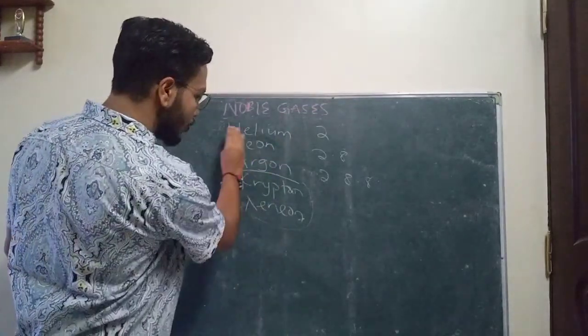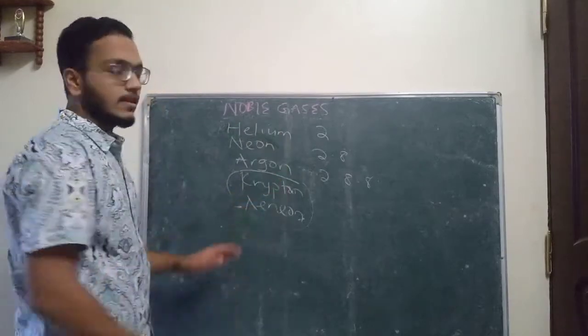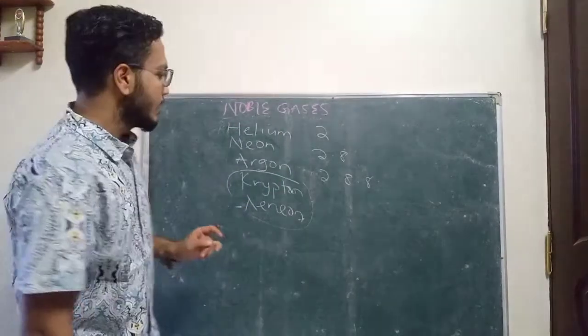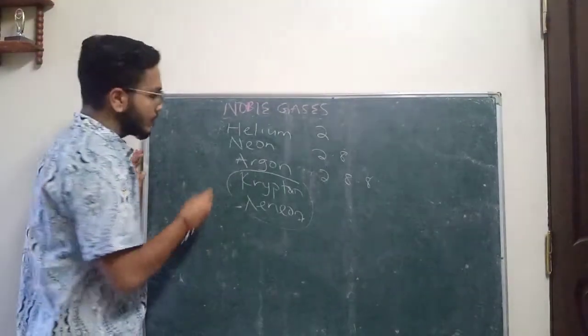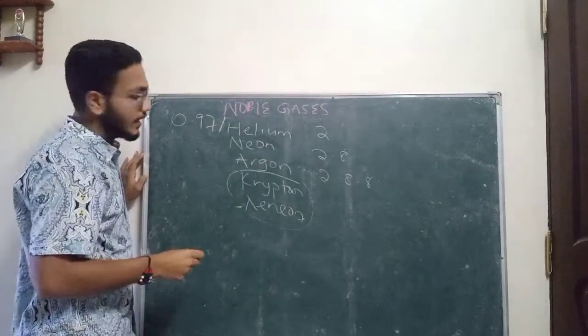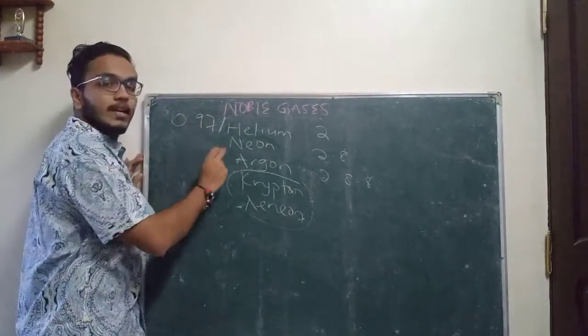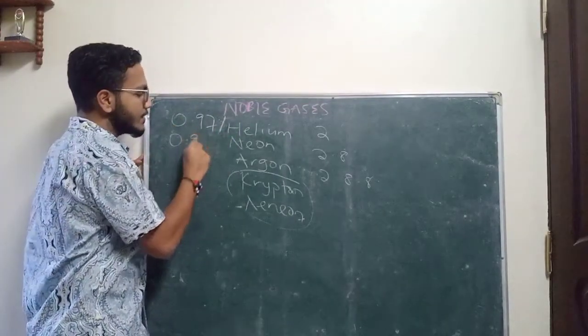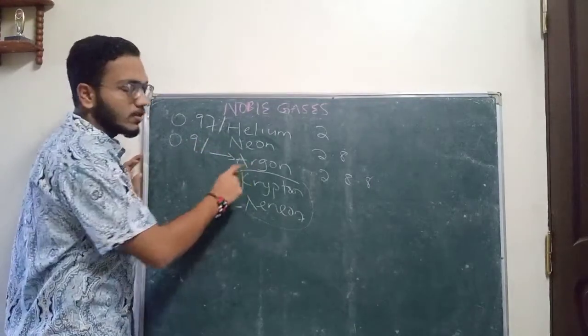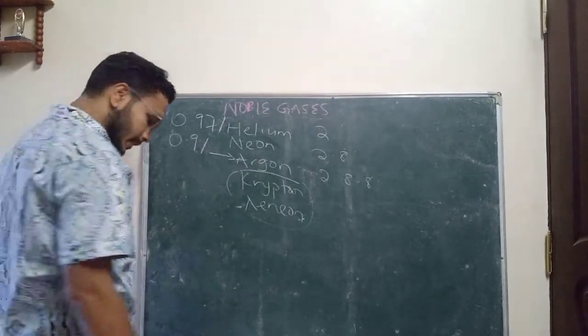Out of all the noble gases, which one is the most abundant? Argon is the most abundant. Noble gases form 0.97% of the atmosphere of the air. However, of this 0.97%, 0.9% is argon, which makes argon the most abundant noble gas.